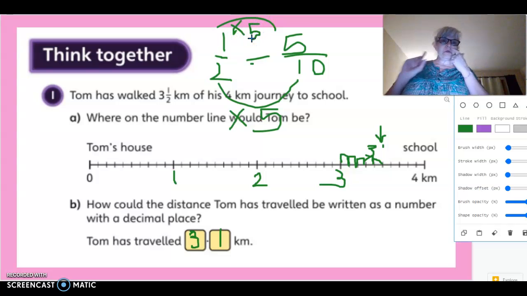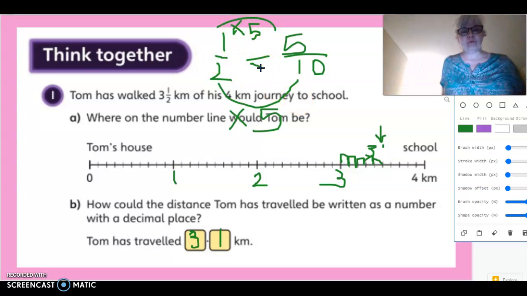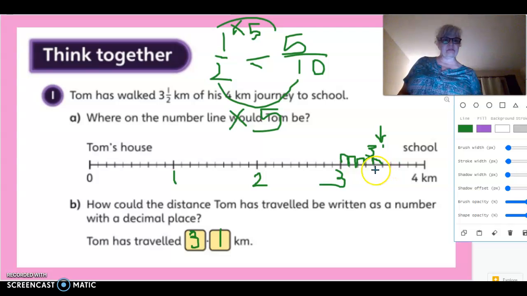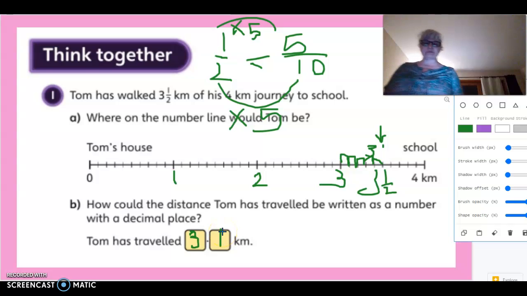All right, so 1 times 5 is 5, 2 times 5 is 10. So that means that 1/2 is equivalent to 5/10. And we know that because we've checked that right here. This is 3.5 right here in the middle, and it's also 3 5/10. Now I've got to fix this. So what number actually goes here?